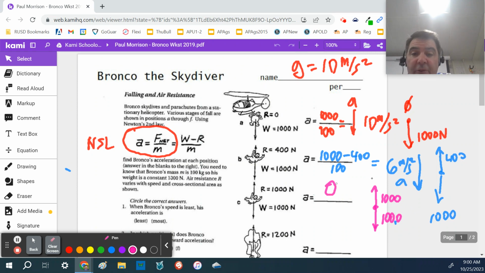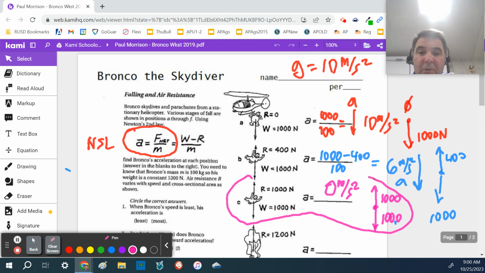So since our net force is 0, we are not going to accelerate. So here we are not accelerating, and this is an instance which we call terminal velocity. This terminal velocity will be about 200 miles an hour.